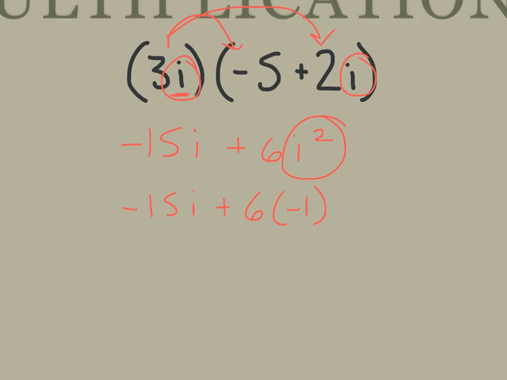So what is 6 times negative 1? Negative 6, and negative 15i. Right, so we can just change this to negative 6 minus 15i, just so we keep the number first. When you're writing it, the number comes first, but I wouldn't mark it wrong if you left it like this. But if there was a question like this on the SAT, the answer will be in this form.